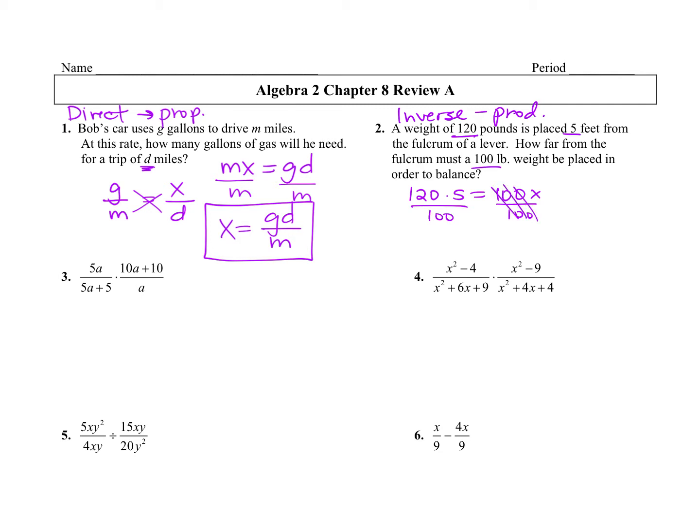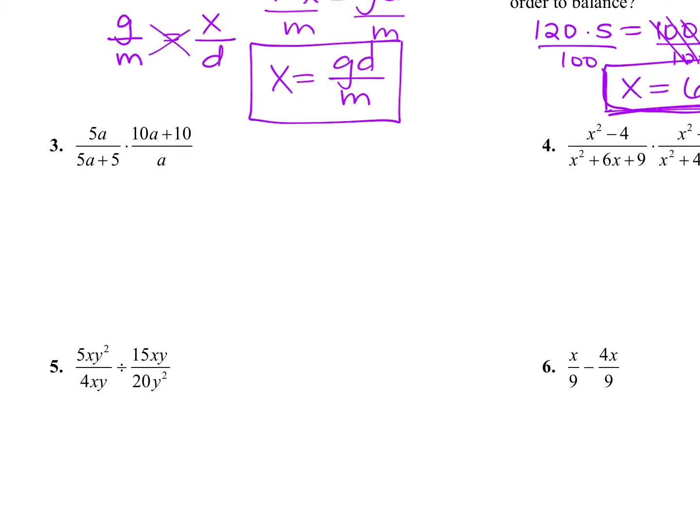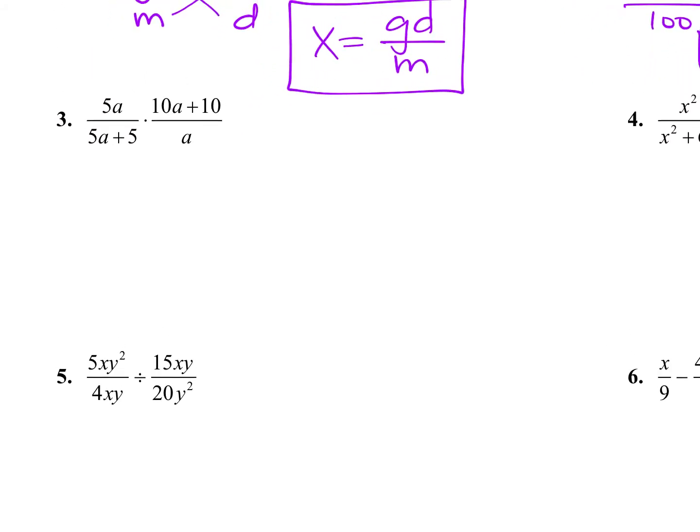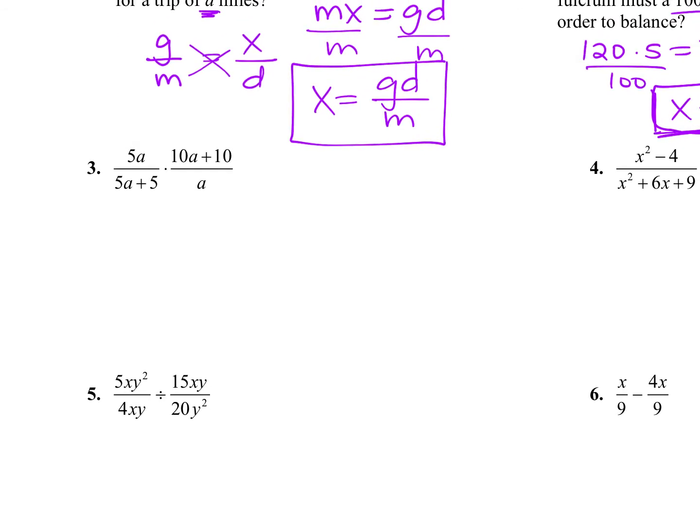120 times 5 divided by 100, you get 6 feet. Okay, so it would have to be 6 feet away for 100 pounds. All right, number 3. Tell me what you should do first.